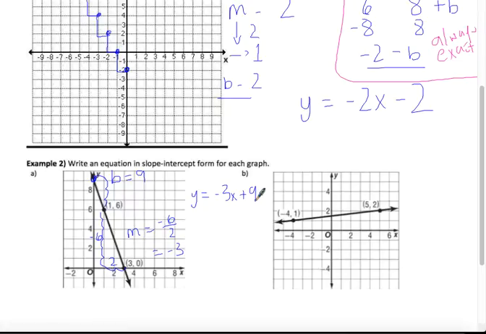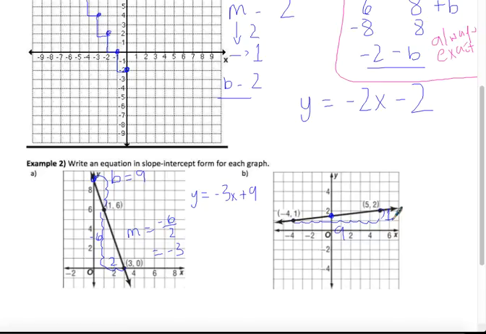Example B is definitely going to be one that we want to solve algebraically, and here's why. We can see right there the y-intercept is somewhere between 1 and 2, but we can't just eyeball it. If you try to eyeball it, you might say that the y-intercept is a half, and as you'll find out in a second, you would be wrong. So we can count the slope. We go 2, 3, 4, 5, 6, 7, 8, 9, and up 1. So our slope is 1 over 9.